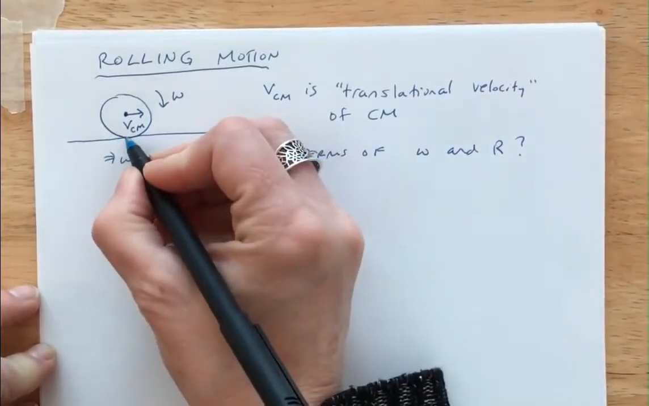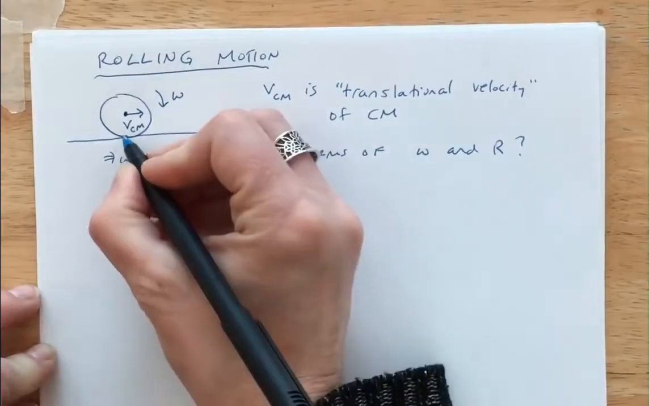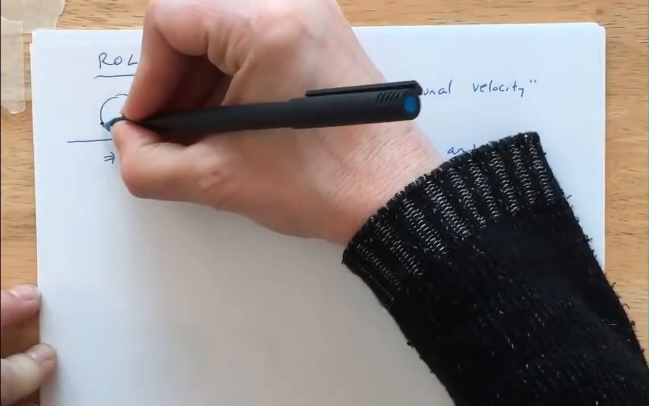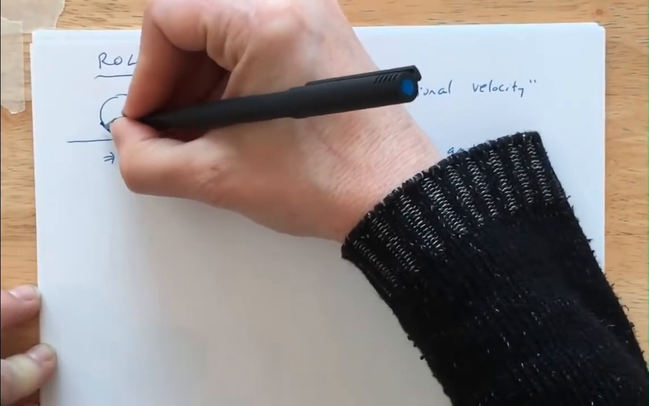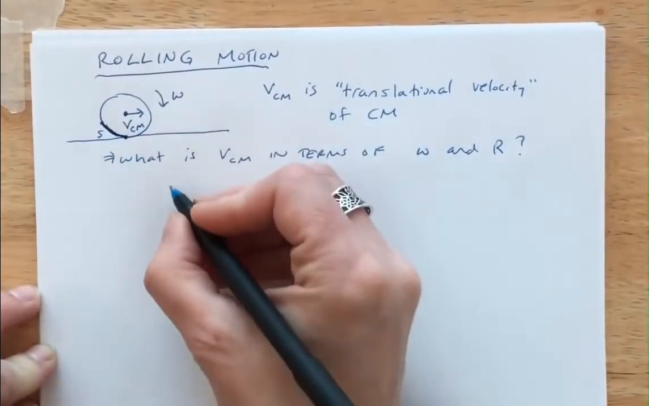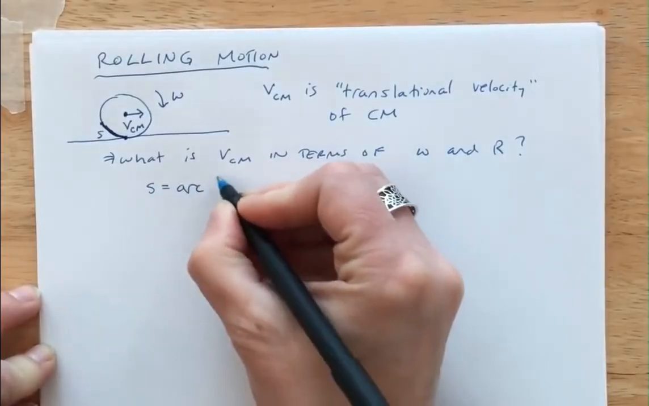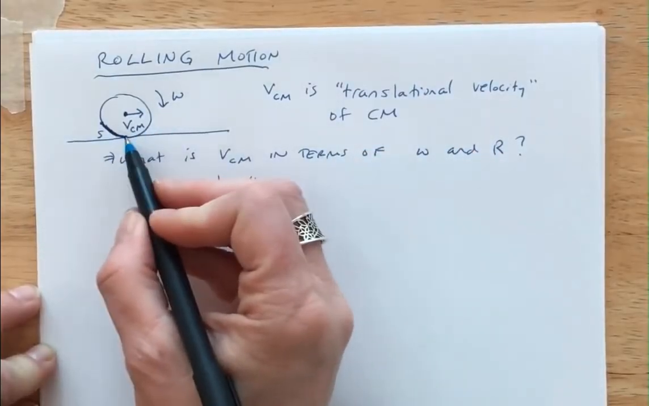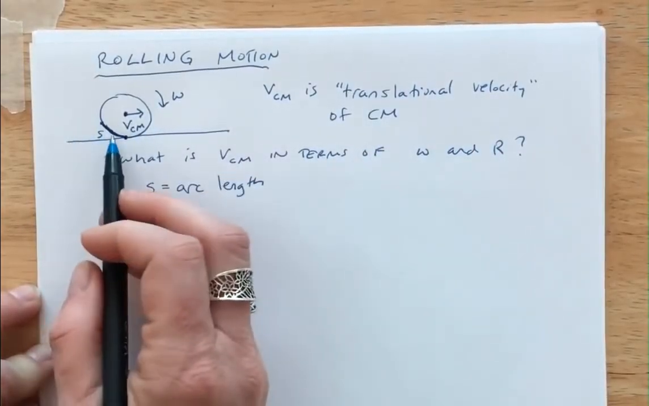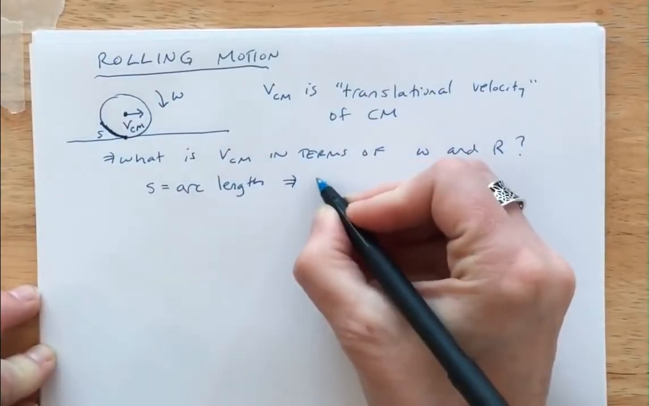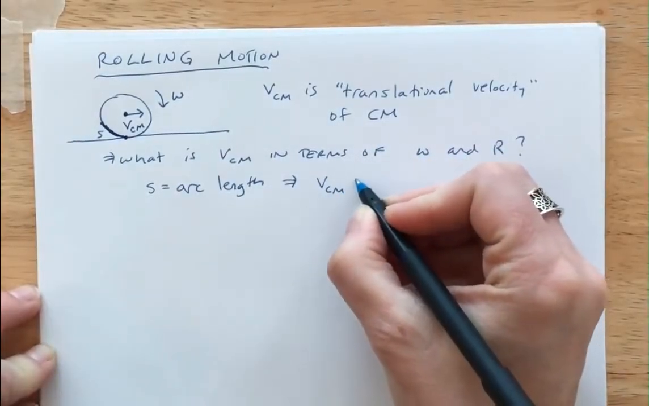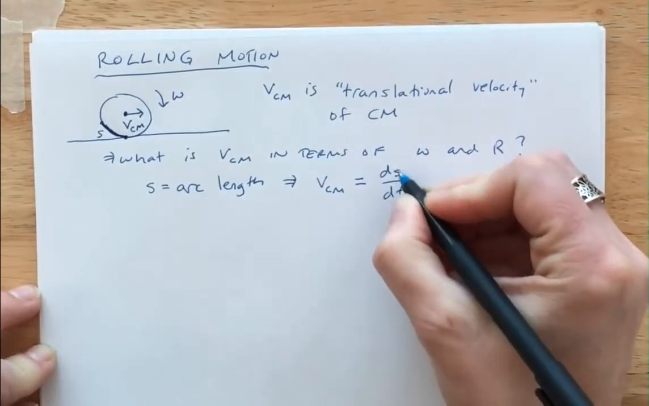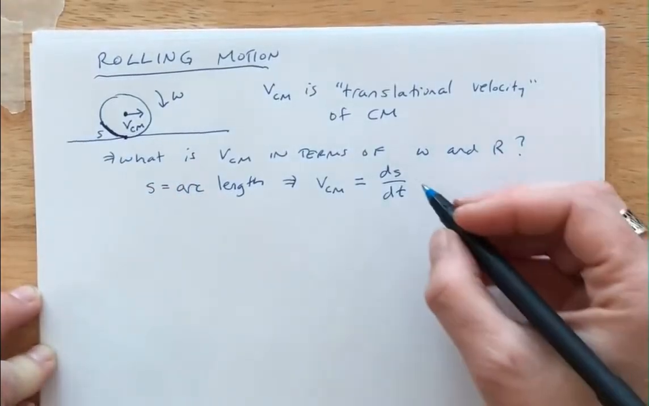In order to figure this out, we have to figure out how far it would go in some amount of time. So that brings us to this idea of arc length. Let's call some length of this arc S. So S is our arc length, and the wheel will have traveled some distance S in a time t. More specifically, we could write that the velocity of the center of mass, v_cm, is equal to ds/dt, the time rate of change of that arc length.